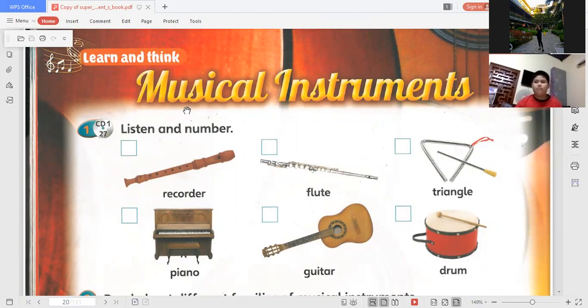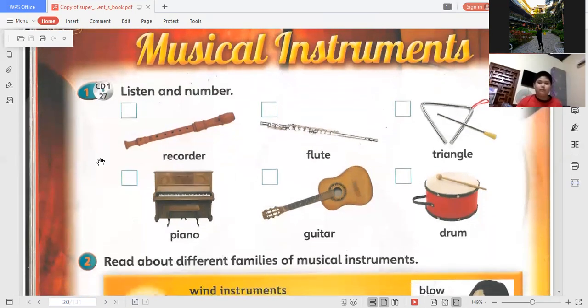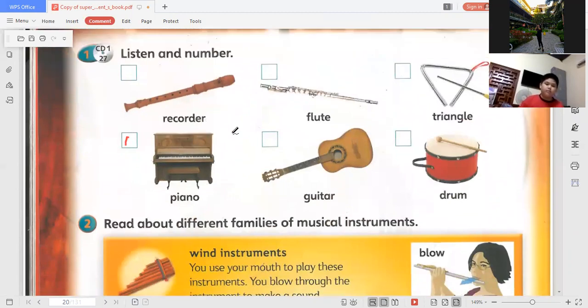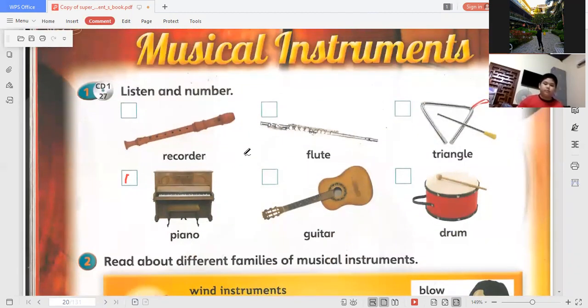A triangle. Okay, so let's listen and number the words. Number one, the word is piano. Where is the piano? Which picture? One, two, three, four, five, six. Can you tell me where the piano is? Number four. That's right. So this is a piano. That's one. Can you tell me where the flute is? Flute.